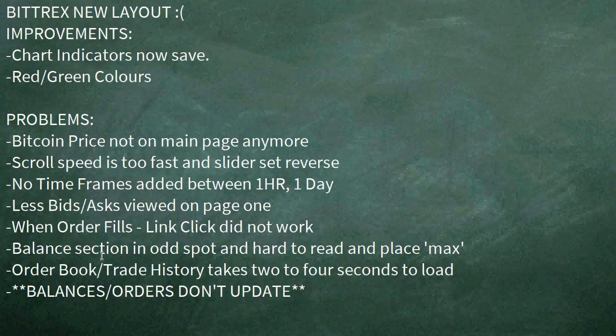The balance section is in an odd spot, and it's hard to read and place the max bets when you're on a page. And this is a big problem, I think, because before, when you were making orders, you could see stuff like the bid and ask. You can't choose those numbers anymore. Or the last price, and you could click on maximum really easily when you're making your plays. Now it's just a little difficult to do.